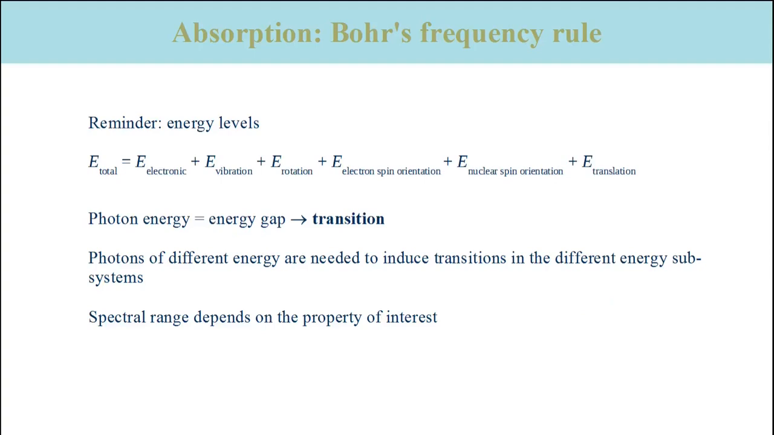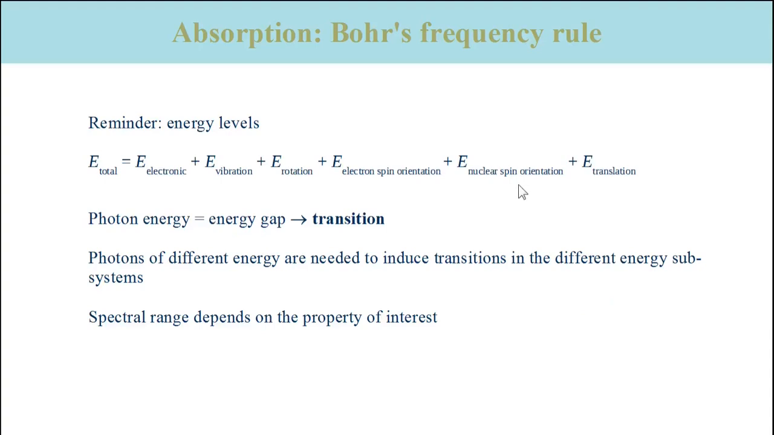We have seen above that the gaps between energy levels can be very large or very small depending on the energy subsystem. For example, the energy gaps are large for electronic states, but are very small for different electron spin orientations or different nuclear spin orientations.